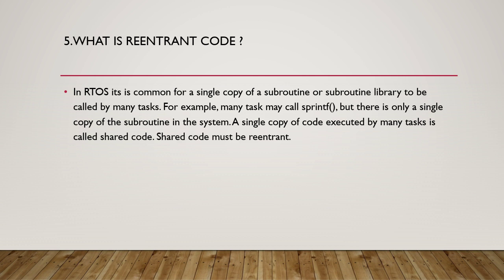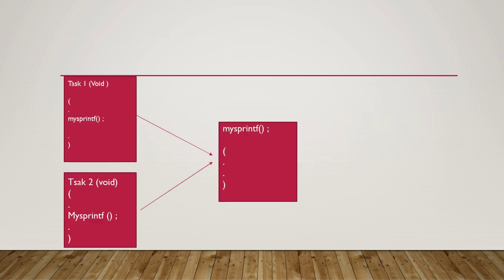So suppose I have two tasks, task 1 and task 2, calling the same sprintf, and the sprintf should happen to be a reentrant code. A subroutine is reentrant if a single copy of the subroutine can be called from many tasks simultaneously without conflict.